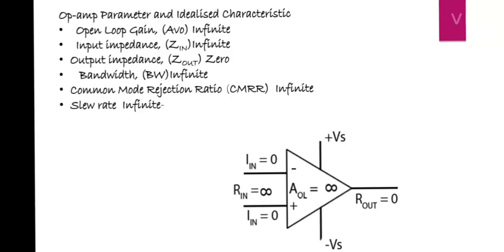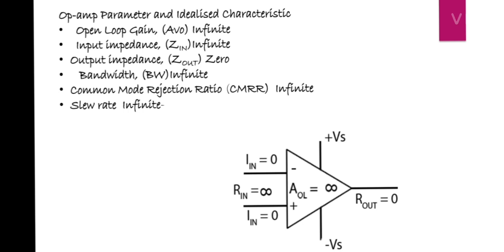We'll see the idealistic characteristics and parameters of an op-amp. First is the open loop gain. The main function of an operational amplifier is to amplify the input signal, and the more open loop gain it has, the better. Open loop gain is the gain of the op-amp without positive or negative feedback, and for such an amplifier the gain will be infinite, but typical real values range from about 20,000 to 2 lakh.